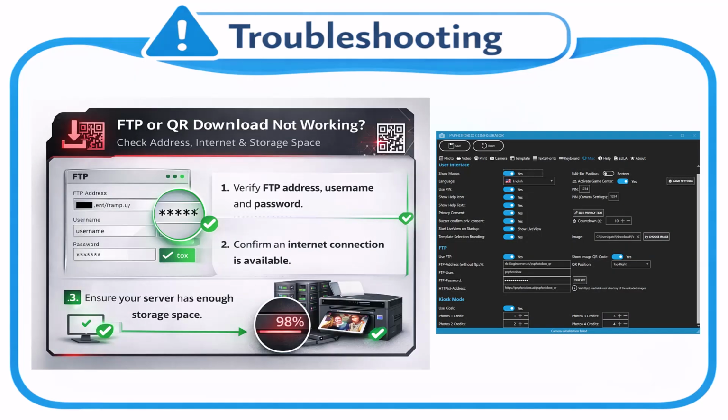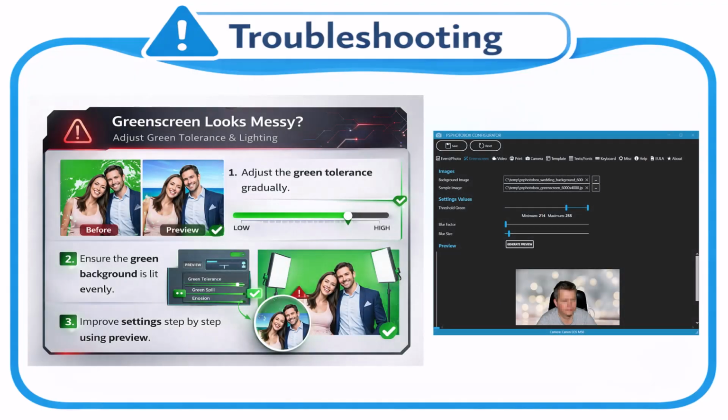If FTP or QR download is not working, verify FTP address, username, and password. Confirm that an internet connection is available. Ensure your server has enough storage space. If Greenscreen looks messy, adjust the green tolerance gradually. Ensure the green background is lit evenly. Improve settings step by step using Preview.